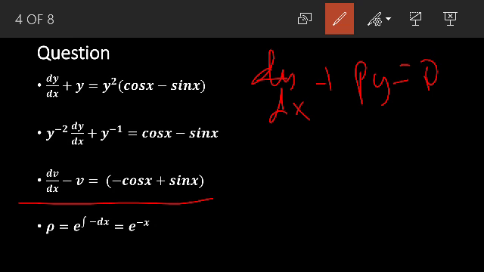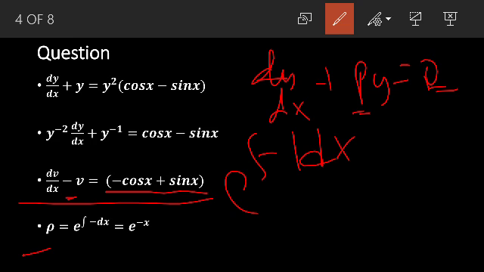For the first order linear equation, we start by finding the integrating factor. Here your p, from what we have here, is minus 1, and your q is minus cos x plus sin x. So our integrating factor here is exponential integral of minus 1 dx, and when we do that, we get exponential minus x, because integral of dx is x.